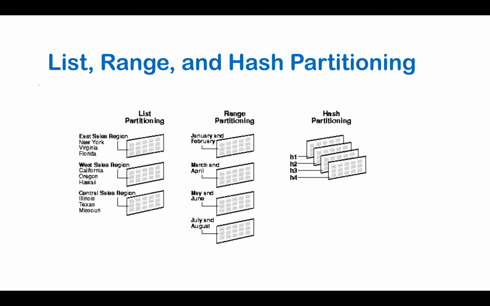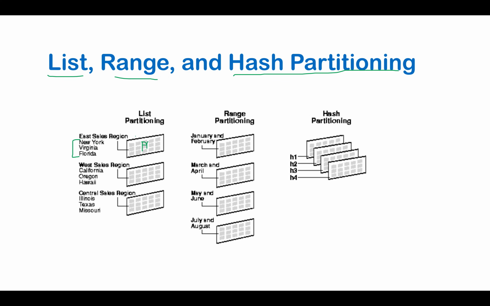You can see here there are 3 different types: list partition, range partition, hash partitioning. So what is list partitioning? We have to define the list of values. You are mentioning P1, the values for the East sales regions. That is, you are mentioning a list of values: New York, Virginia, and Florida. These you are mentioning in partition one.